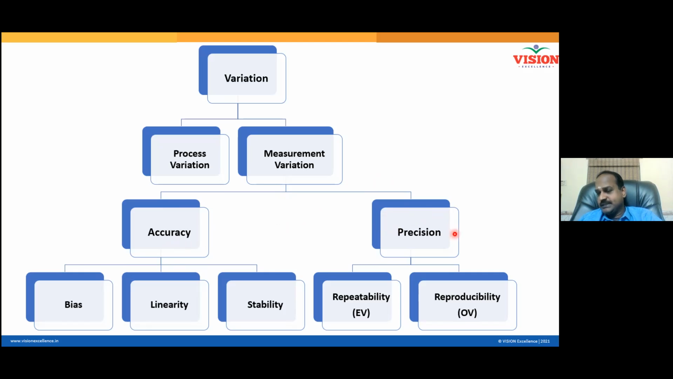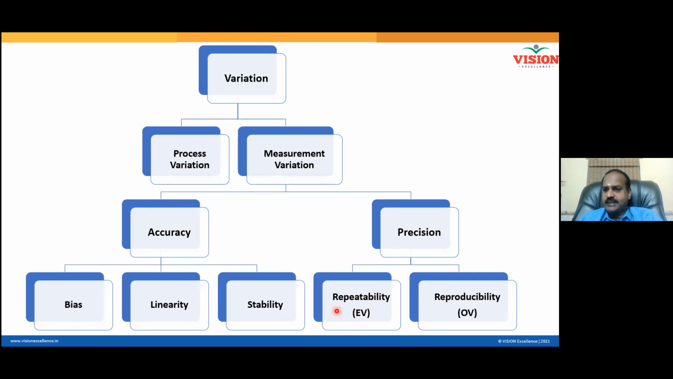Clear? And precision you can measure using two components. One is repeatability, another one is reproducibility. Literatures and books might call repeatability equipment variation, and reproducibility operator variation. But the real meaning lies deeper. It is only that books are using these terms, right? So repeatability means the inconsistency in the readings of a single appraiser.